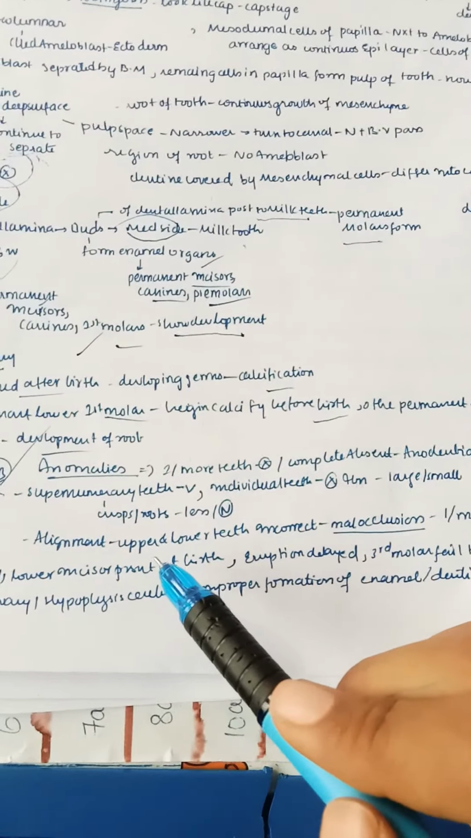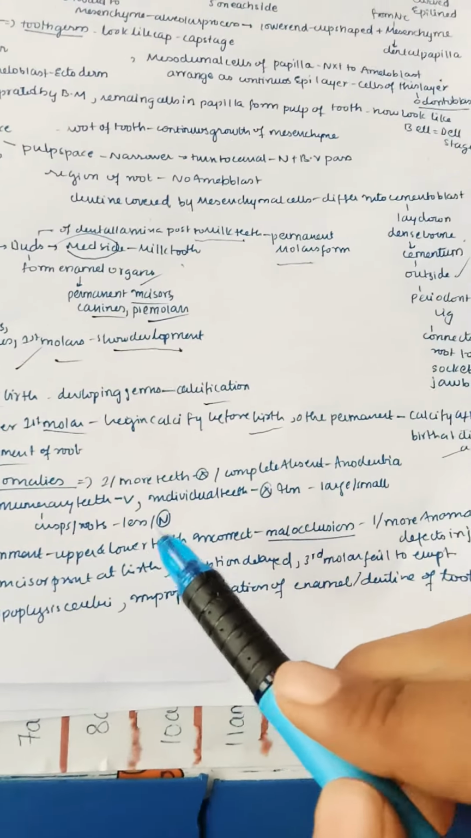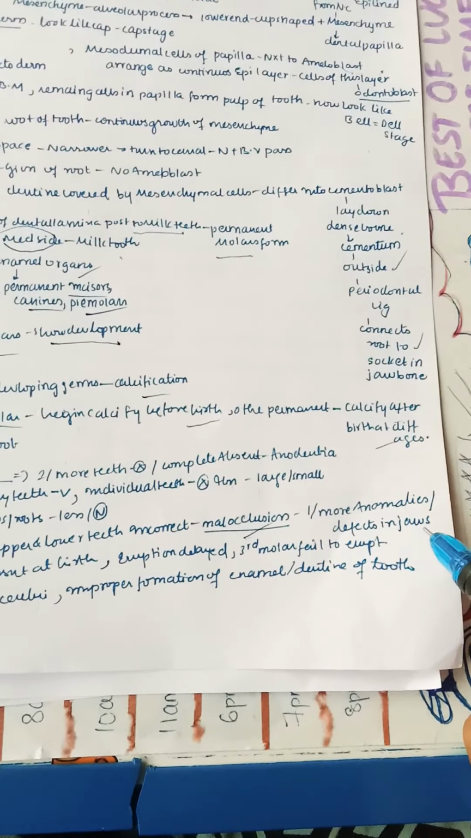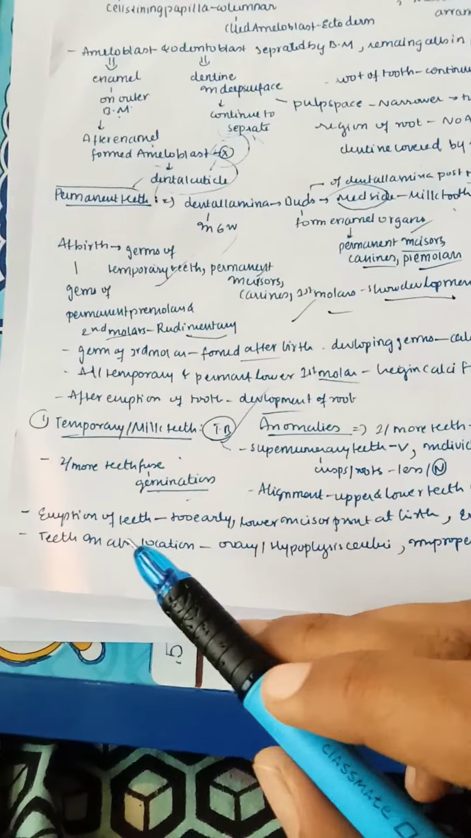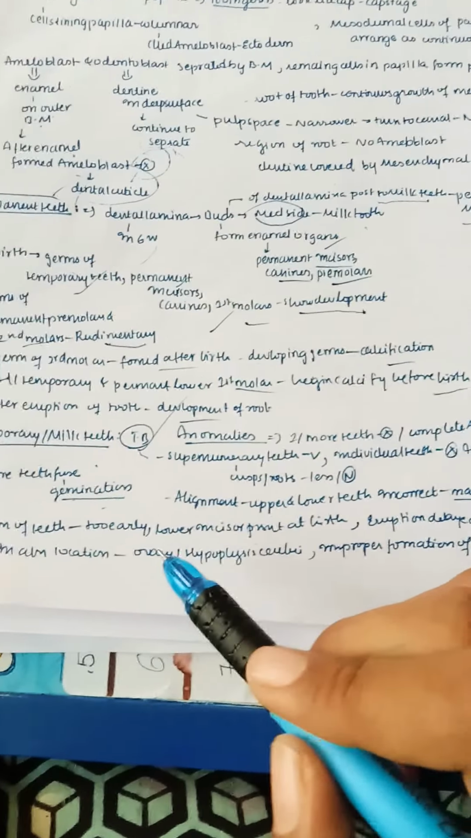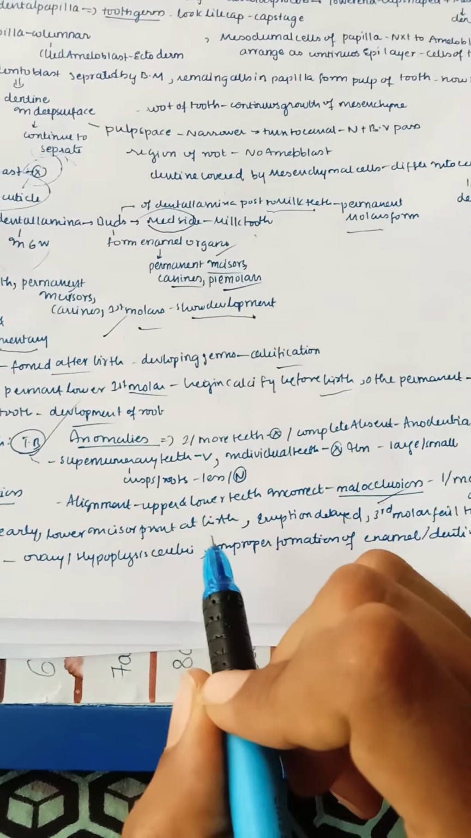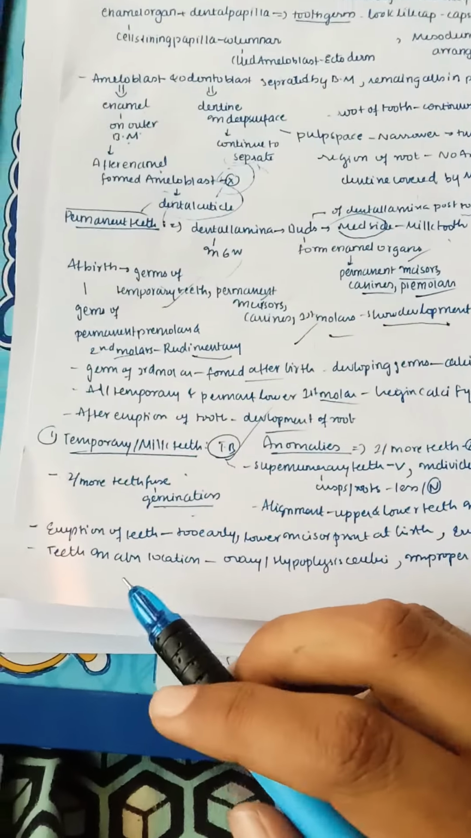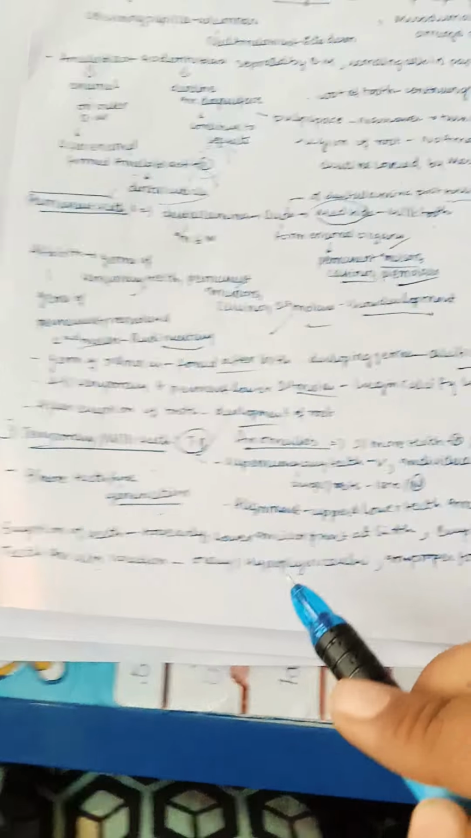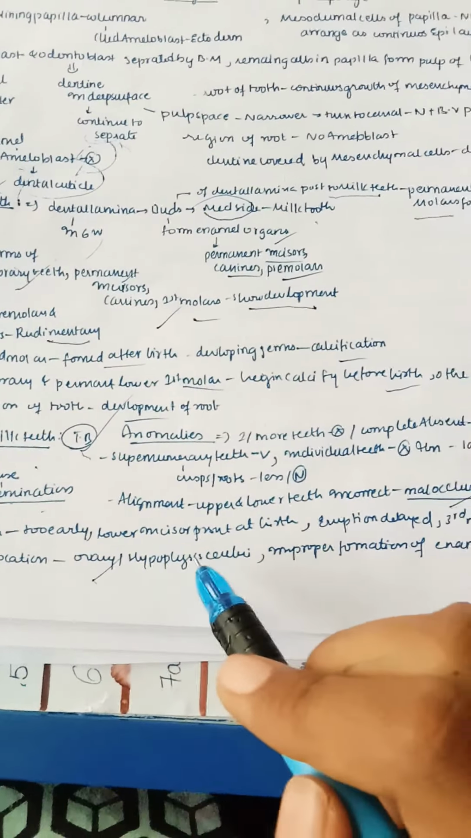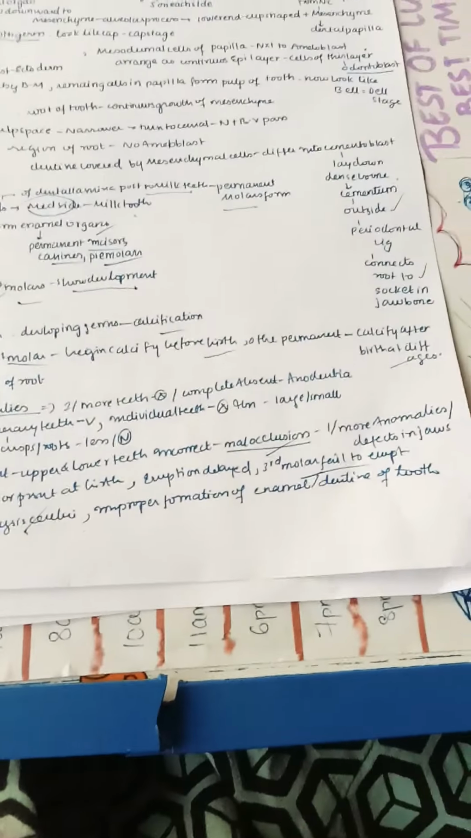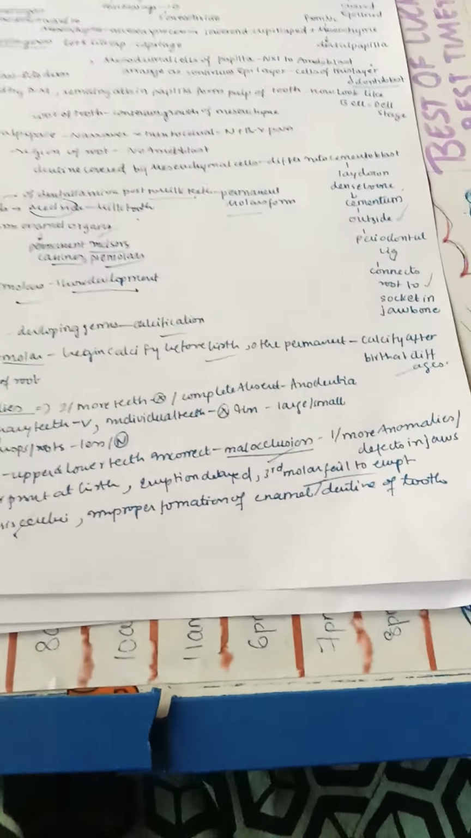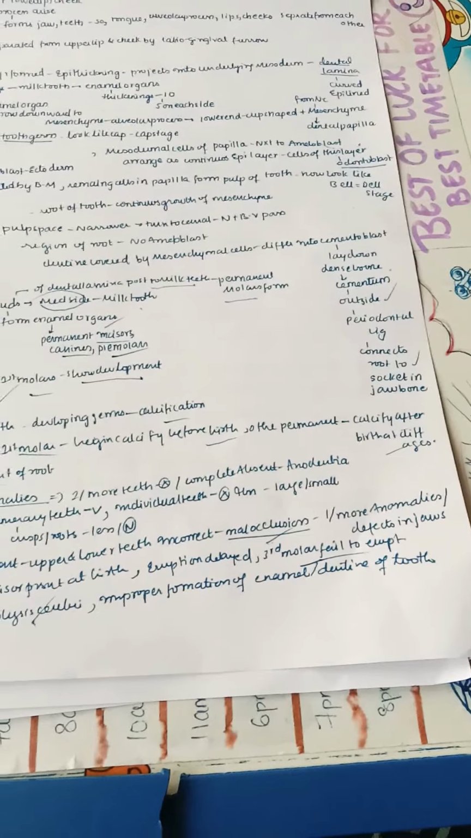And there may be alignment of upper and lower teeth in an incorrect, abnormal manner, which is called malocclusion. One or more anomalies or defects may be present in the jaws, and eruption of teeth may be too early, sometimes a lower incisor is present at birth, or eruption is delayed and the third molar fails to erupt. Teeth may be in an abnormal location, sometimes in the ovary, hypophysis cerebri, and improper formation of enamel or dentin of the tooth may also take place.